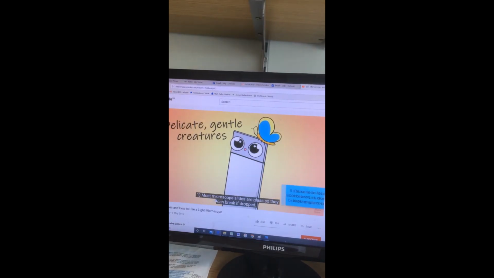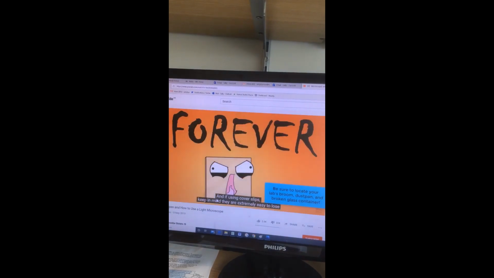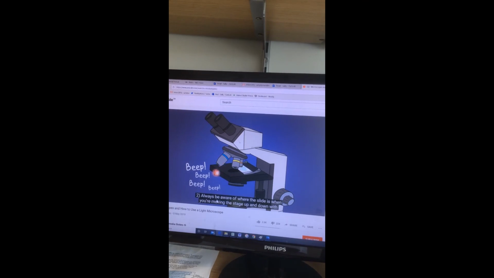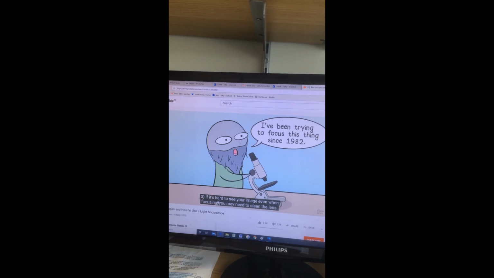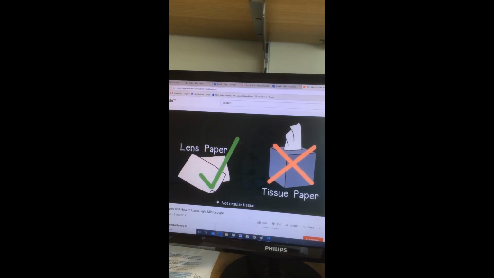Number 1, most microscope slides are glass, so they can break if dropped. And if using cover slips, keep in mind they are extremely easy to lose if not careful. Number 2, always be aware of where the slide is when you're moving the stage up and down with the focus knobs. It's possible to move the stage too close to the objective lens and actually crush the slide. And number 3, if it's hard to see your image even when focusing, you may need to clean the lens, but you need to do this by wiping it with lens paper, not regular tissue.